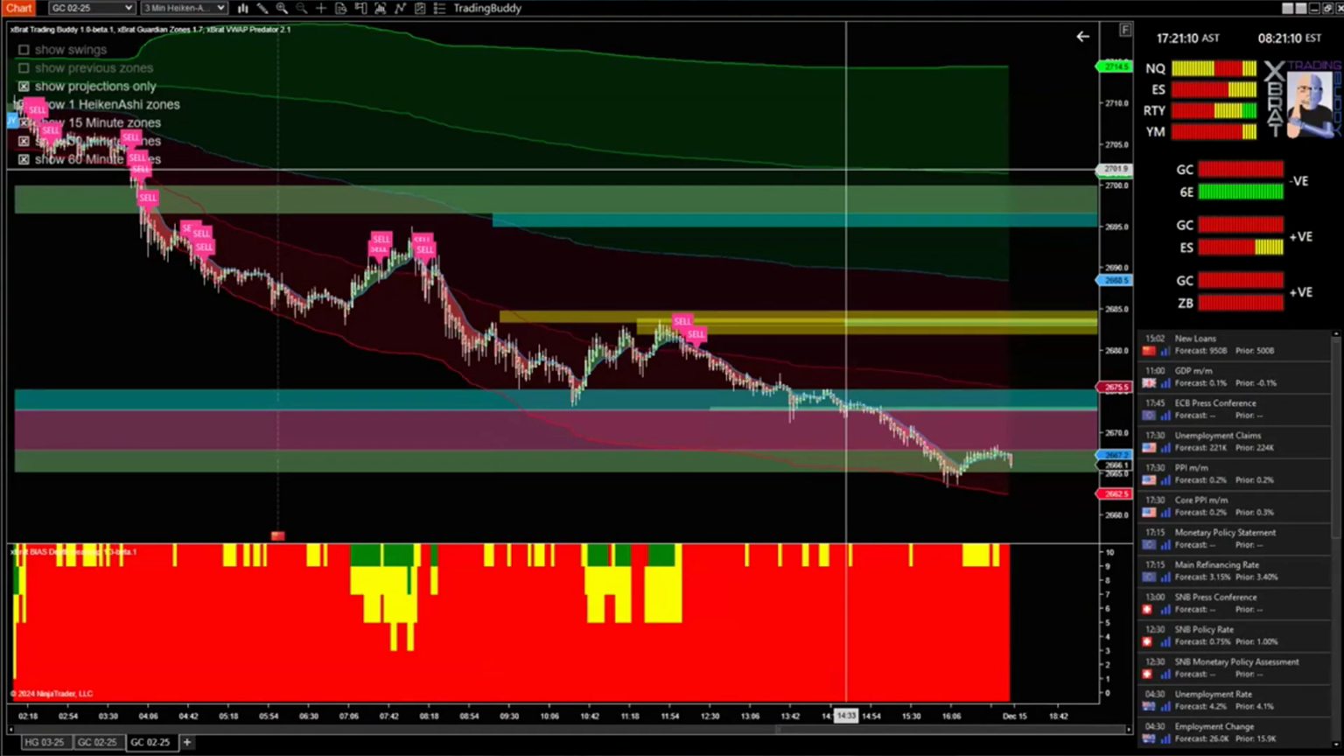Okay, so we have covered what constitutes a signal software, a confirmation software. We've had a brief look at those guardian zones and everything else. And then I've introduced the Trading Buddy, which will be released next year, which is pretty cool.